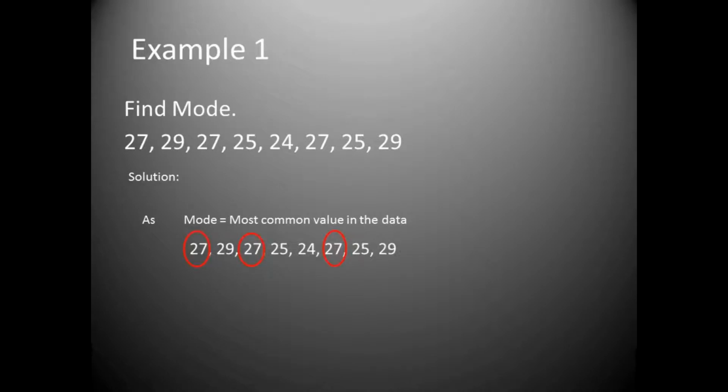Consider an example. We have values 27, 29, 27, 25, 24, 27, 25, 29. Solution: according to the definition, mode is equal to the most common value in the data. So, as you can see, 27 is repeated 3 times. So, the mode of this example is 27.